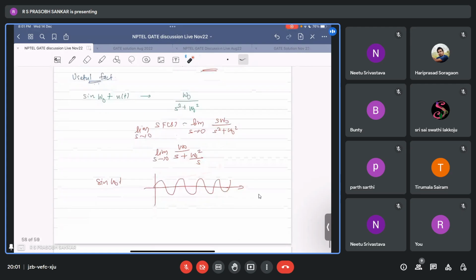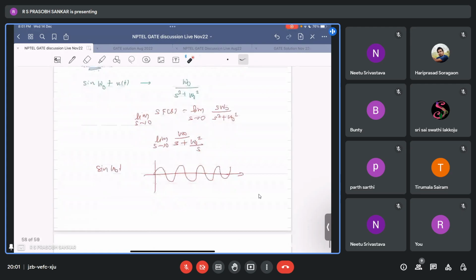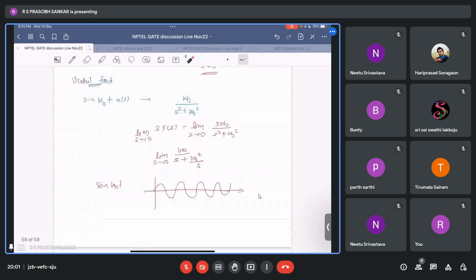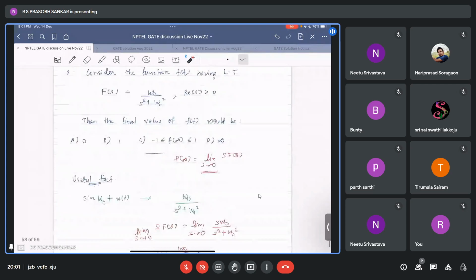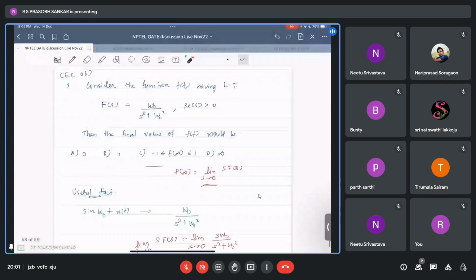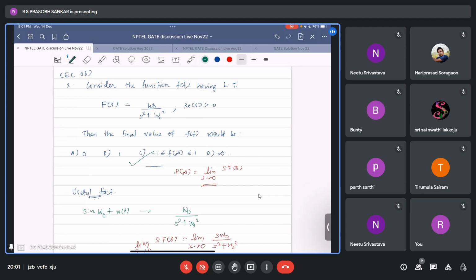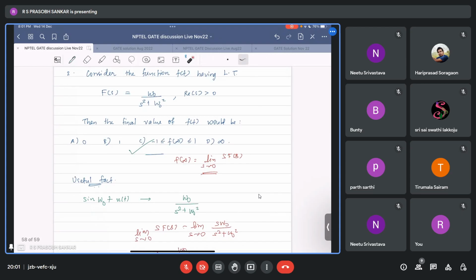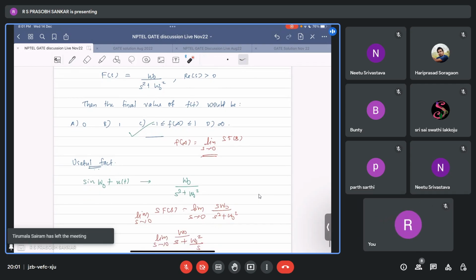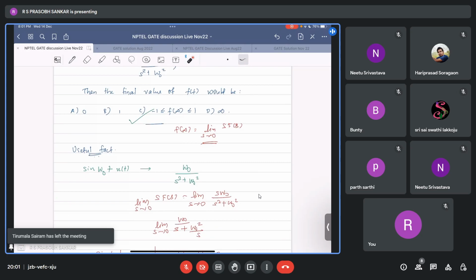So we can't just blindly apply the theorem everywhere. Here, the time domain signal is f of t, so C is the correct answer, not D. We need to make sure that when we apply this theorem, the setting makes sense. We can't always just use the theorem and get the answer. So the correct answer is option C. Any doubts or clarifications?